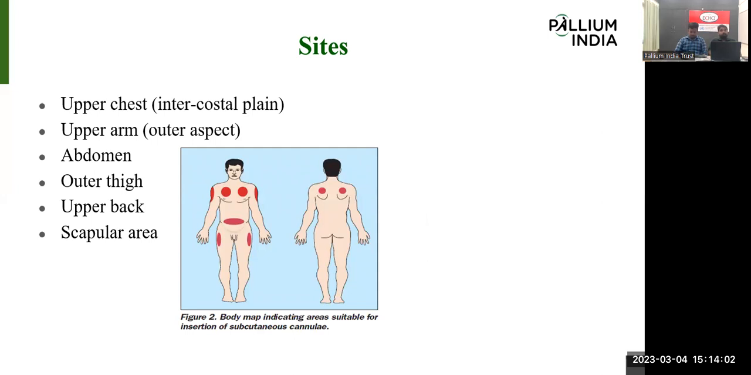Upper chest, upper arm, abdomen, outer thigh, upper back, and the scapular area. These are all the common sites where we can give the subcutaneous injection. But in our setting, we commonly practice in the outer aspect of the upper arm and the lateral aspect of the thigh region. These are the common regions we practice in our setting, because you can also continue the subcutaneous infusion or some subcutaneous injection in their home setting also.